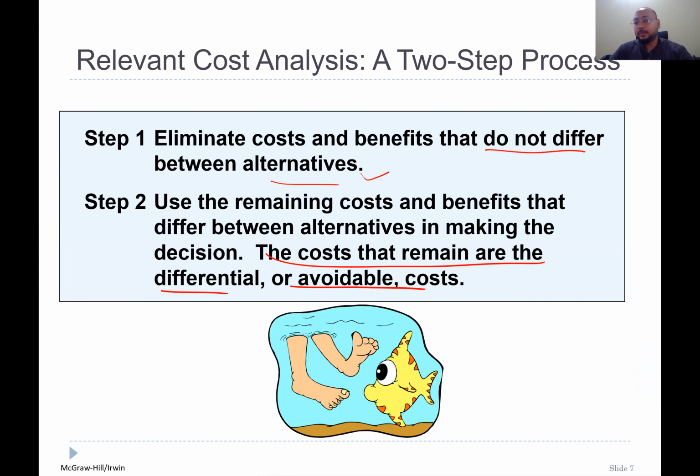So in order to analyze the relevant cost, we have a two-step process. Number one, you eliminate costs and benefits that do not differ between the alternatives. So if both alternatives have a common cost or common revenues, ignore that. You pick only those that differ between these two alternatives. Step two, use the remaining costs and benefits that differ between the alternatives in decision making. These costs that remain are differential or avoidable costs, and then make the decision on the basis of that.